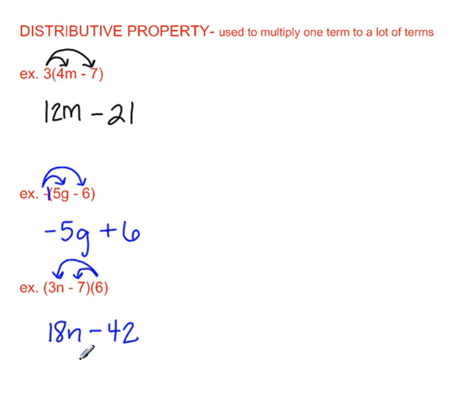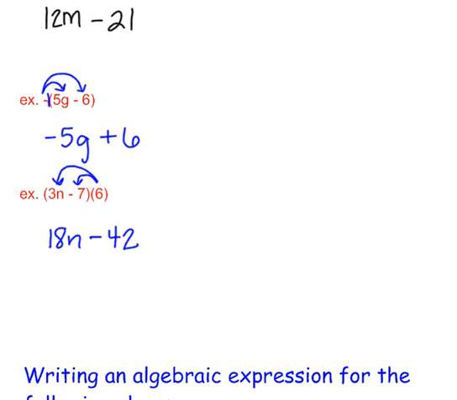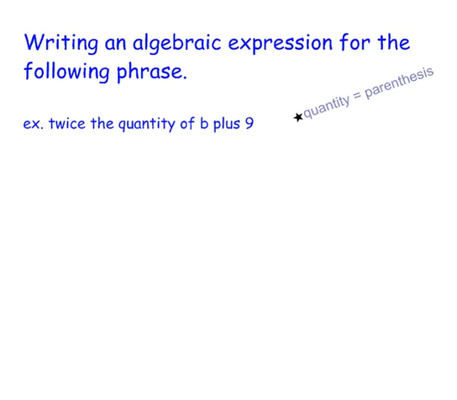All right, one more extra thing. We talked about writing algebraic expressions earlier in a previous video, so I wanted to show you what would be a code word that would imply that the distributive property is actually happening, and it is the word quantity. So notice this. We're going to take this and we're going to write it in an algebraic expression. So twice the quantity of b plus 9. Now this is something that we've had before, the b plus 9.